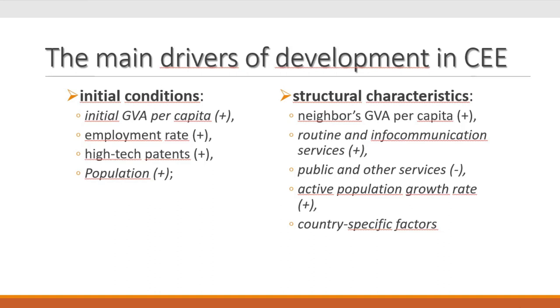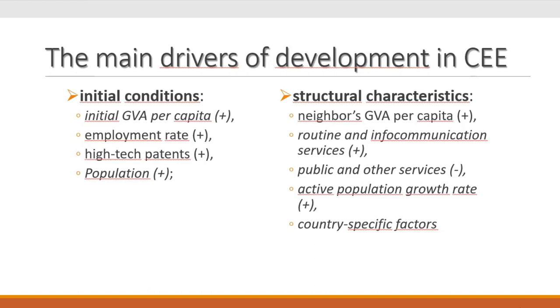Based on the structural characteristics, routine and info-communication services are significant, but not a strong predictor in the development of convergence clubs, which indicates the reorganization of the region's employment structure. And we can say that the high proportion of public and other services restrains the development of the CE regions under our examination. In addition, it is an interesting fact that spatial spillovers are not a significant factor in the explanation of convergence clubs. The reason for this is the use of country dummies.